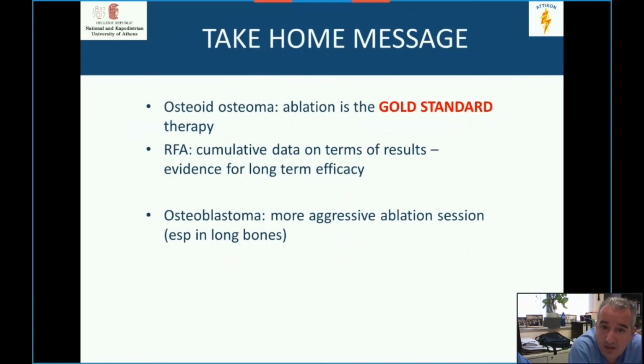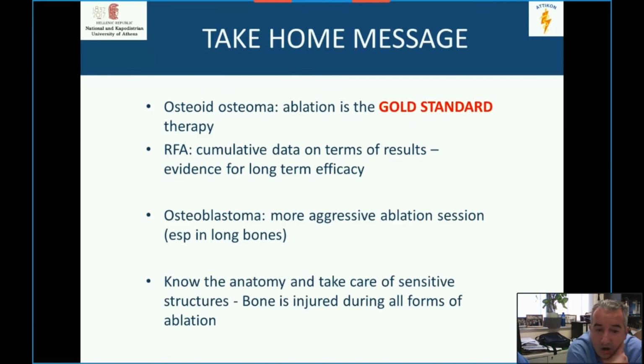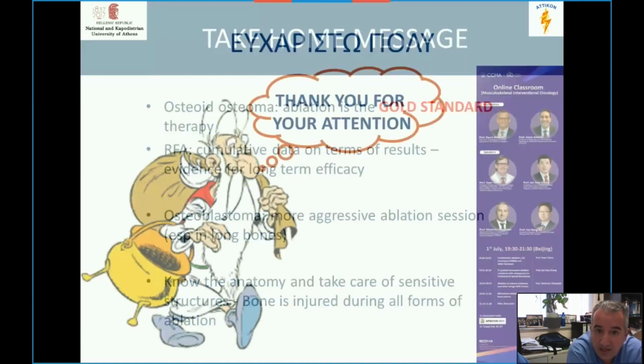Closing up, for osteoid osteoma, the ablation, percutaneous ablation, specifically with radiofrequency and laser, is the gold standard therapy. We have the highest cumulative data in terms of results and evidence for long-term efficacy with radiofrequency ablation, and laser, cryo, microwave, and MR-guided HIFU are the new kids on the block for percutaneous ablation. If you are dealing with osteoblastoma, you should apply more aggressive ablation sessions, especially when the lesion is located in the long bones. Always remember to know your anatomy, take care of sensitive structures, and don't forget that bone can be injured during all forms of ablation.